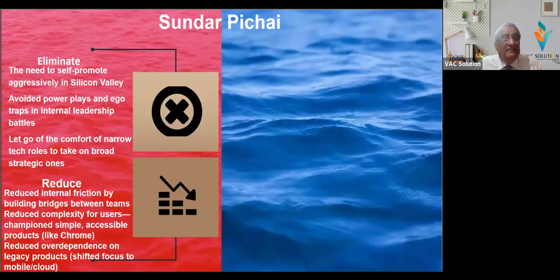Then reduce dependence on legacy product. What is a legacy product? The Google search engine was a legacy product. And shifted focus to mobile cloud. It was a dangerous thing to do because Google was recognized by its search engine.